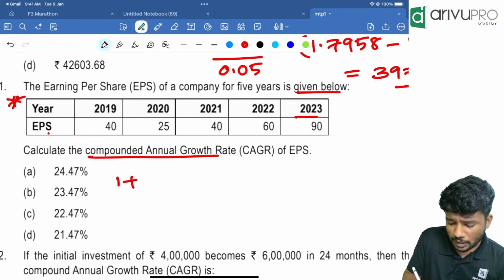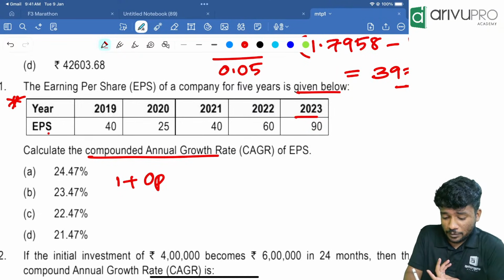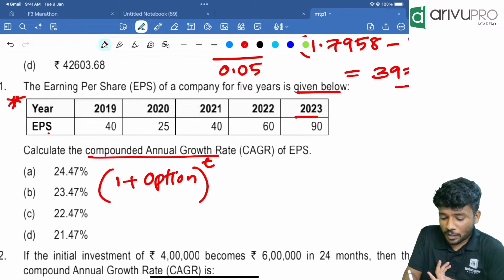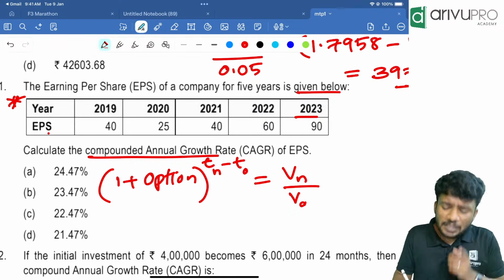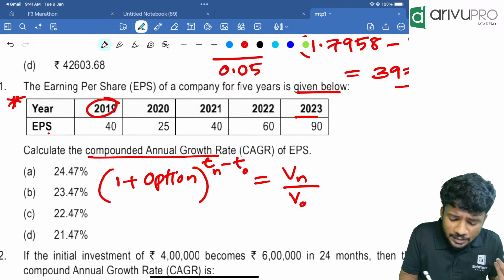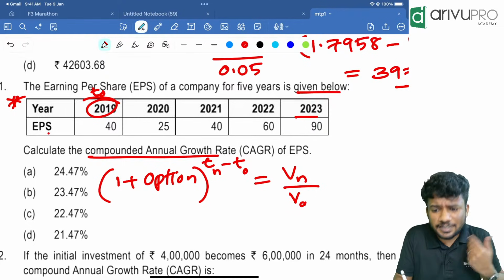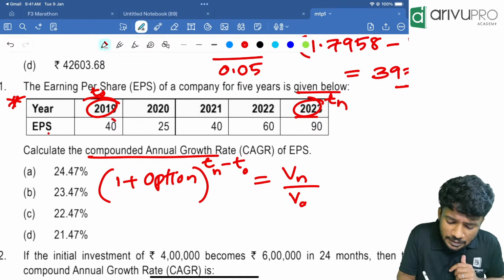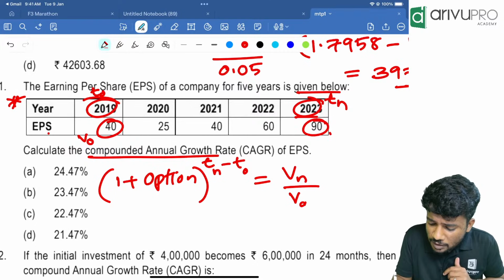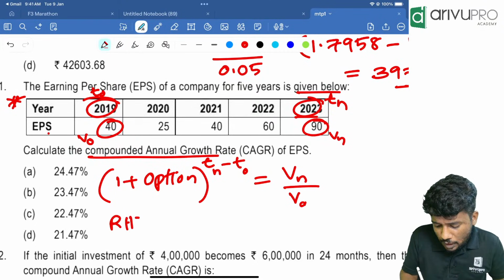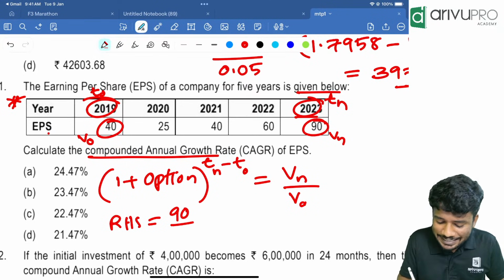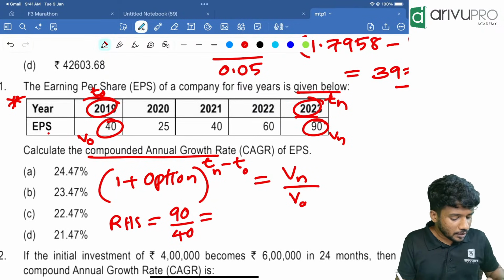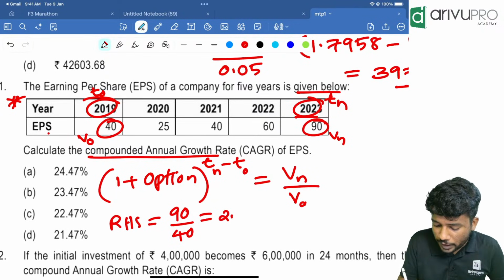CAGR, I told you the formula. (1 plus i) raised to Tn minus T0 is equal to value n divided by value 0. Here, people, what I consider as the first time period, that is 2019. This one you can take as T0. This one is Tn. Then this is V0. This is Vn. RHS is equal to Vn by V0, that is nothing but 90 divided by 40, which is equal to 2.25.